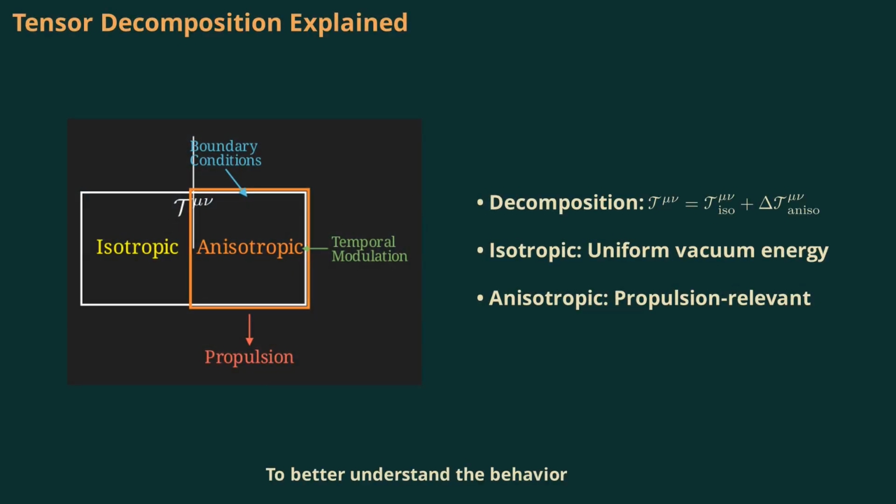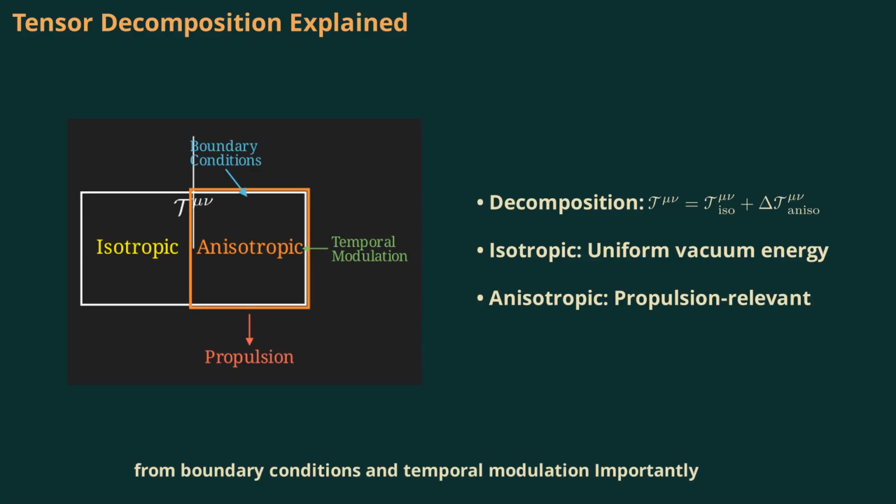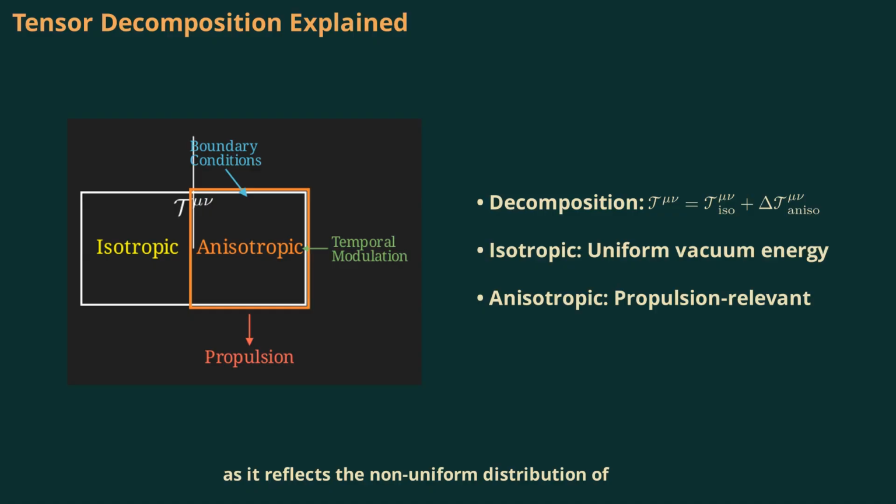To better understand the behavior of the temporal vacuum stress tensor, it is decomposed into isotropic and anisotropic components. The isotropic part corresponds to uniform vacuum energy, while the anisotropic component arises from boundary conditions and temporal modulation. Importantly, only the anisotropic term contributes to propulsion-relevant behavior, as it reflects the non-uniform distribution of stress that can be harnessed for movement. This decomposition is vital for isolating the effects that drive advanced craft dynamics.